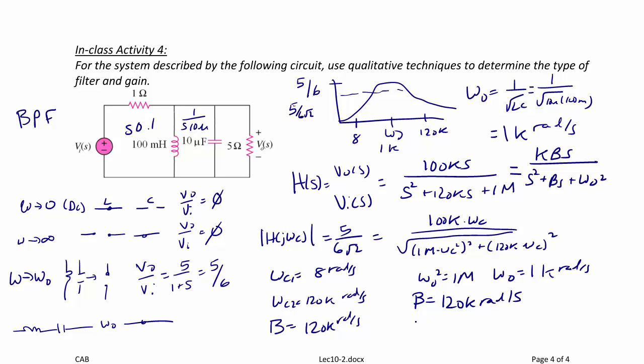And now we can use the relationship that omega C1 times omega C2 is equal to 1 meg, and omega C2 minus omega C1 is equal to 120 K to solve for the two cutoff frequencies. And this concludes today's lecture on passive filters.